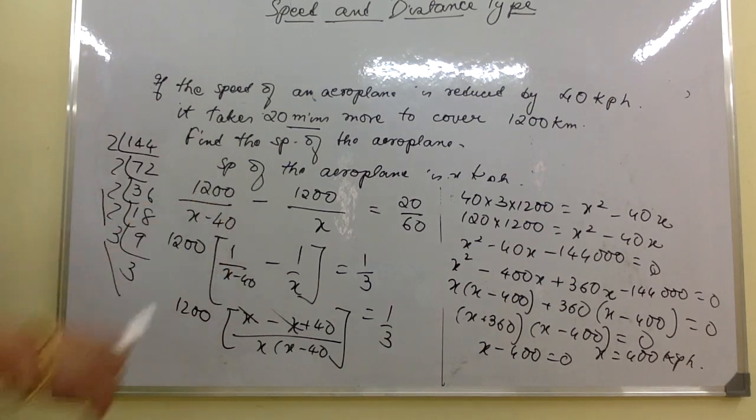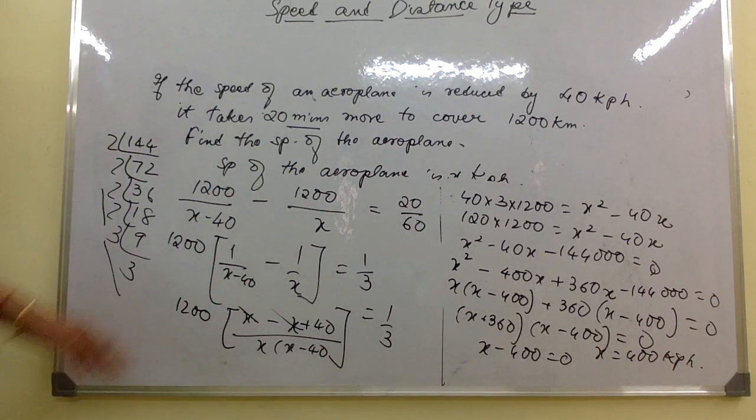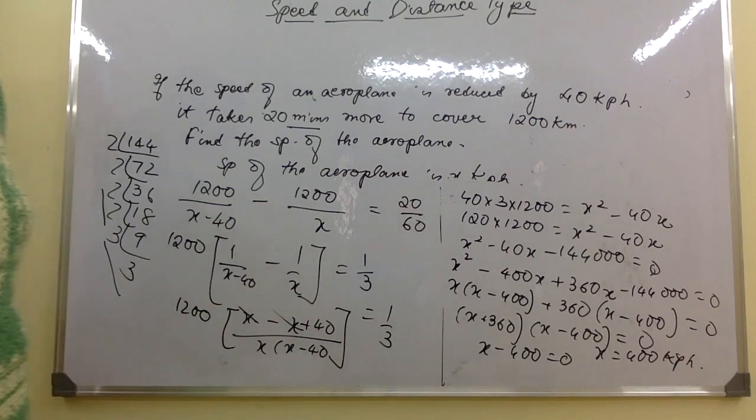Okay, so this is it. We have got the value x is equal to 400 kilometers per hour. That means the original speed was 400 kilometers per hour.